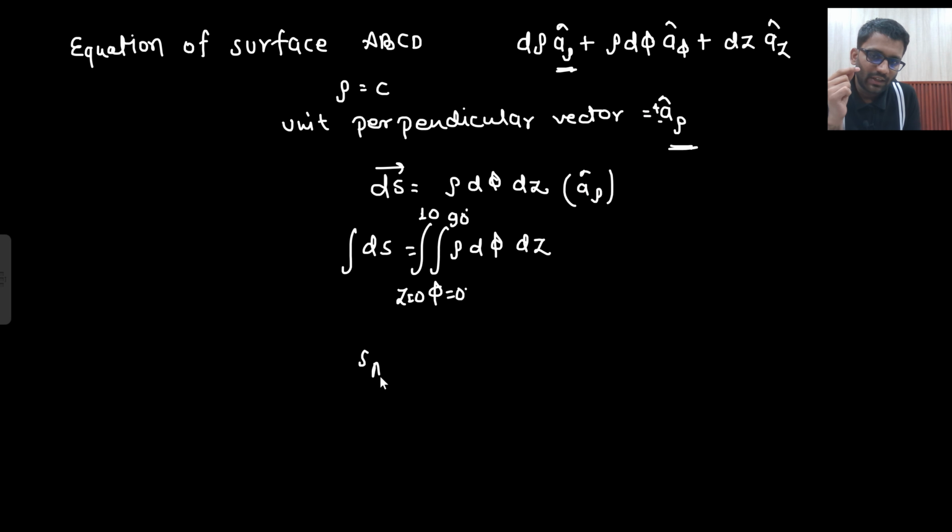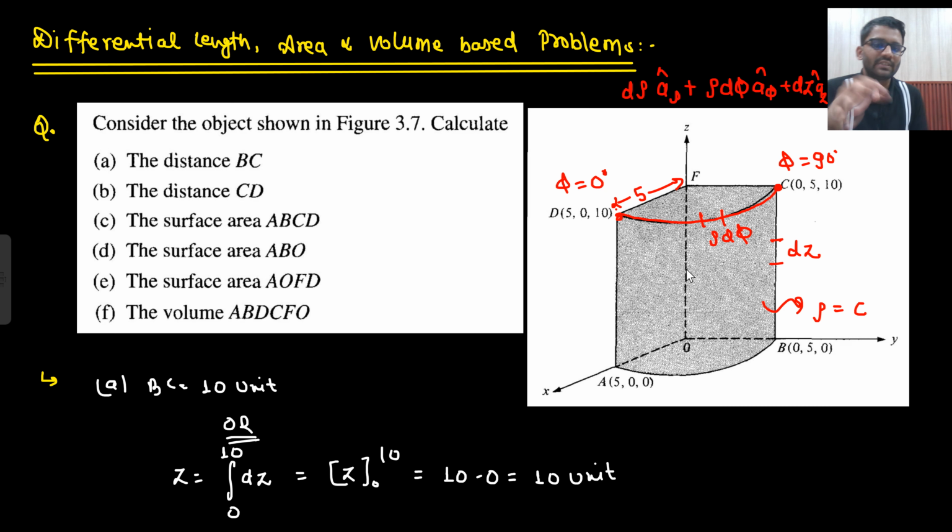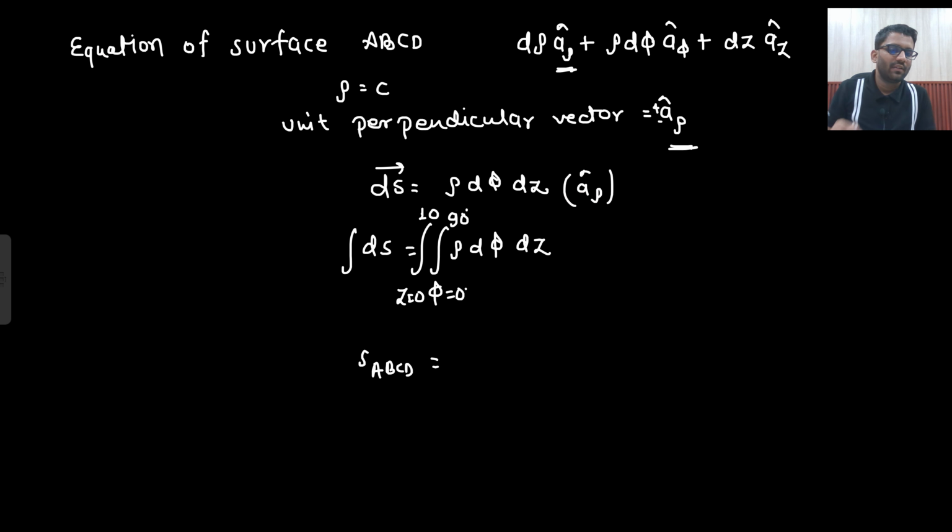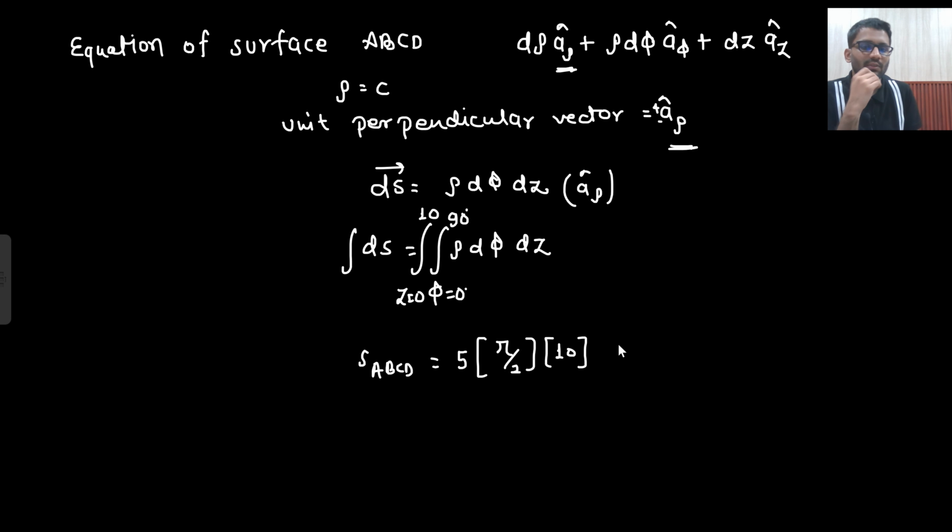So your surface area of ABCD. ρ is constant. What is your ρ on surface ABCD? 5. ρ is 5, ρ is constant. Your φ is changing 0 to π by 2, and your z is changing from 0 to 10. Are you able to understand this? What you are going to get? 25π unit square.